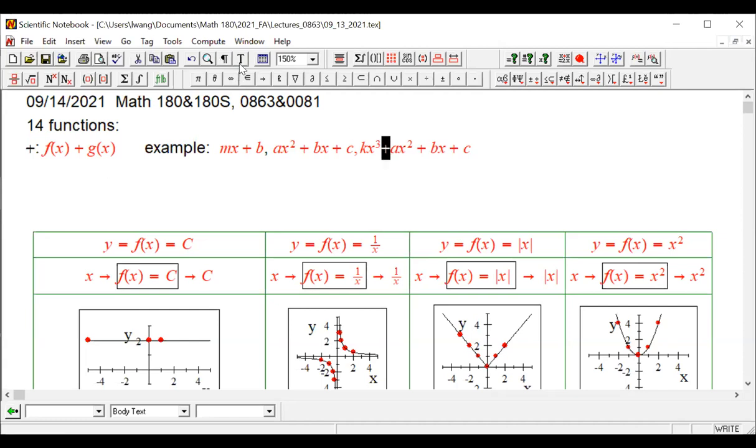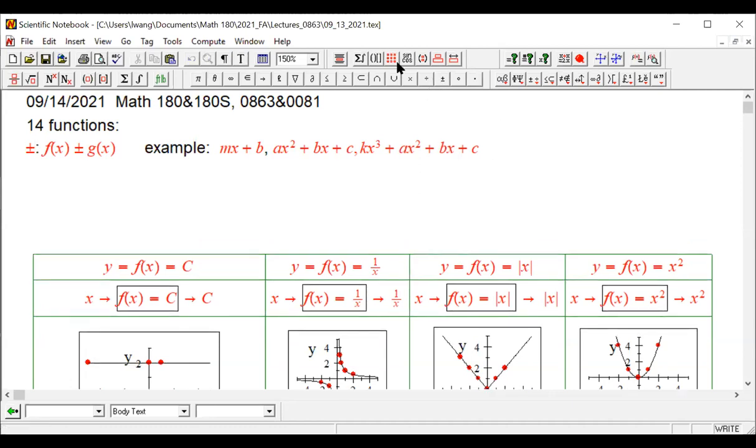You are creating polynomials just by adding, subtracting, right? You'll be creating new functions. Don't these functions look familiar to you? You have seen them in elementary algebra, intermediate algebra, right? So by adding, subtracting, we created more functions from basic functions. How about multiplication? How about multiplication of functions, right?